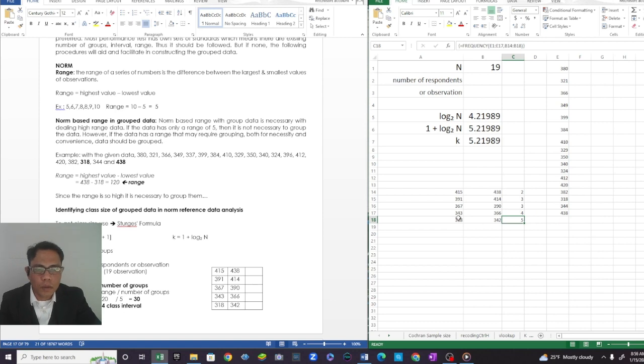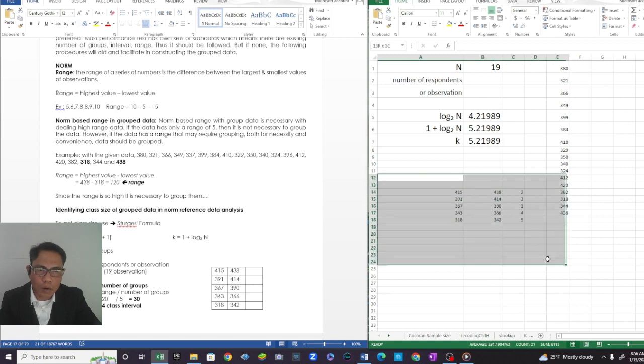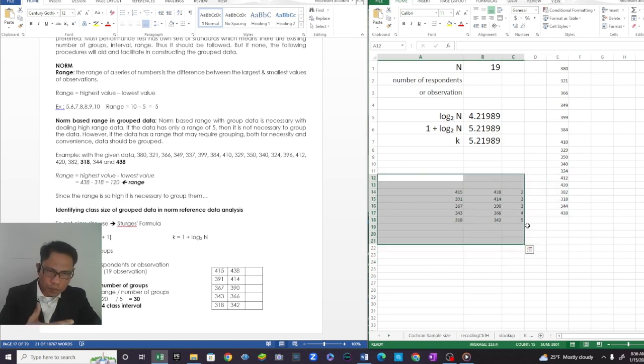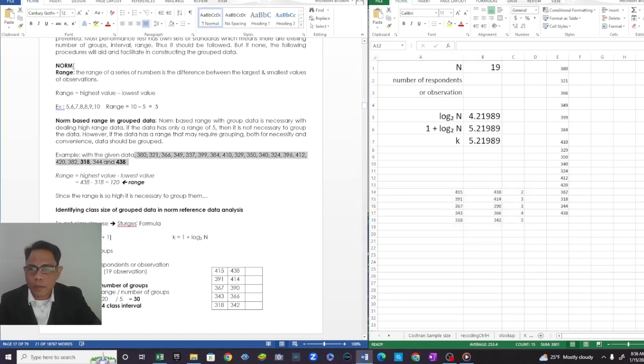We have 4 from 343 to 366. And it is now their data is arranged or grouped in a certain way that is correct according to Sturgeon's formula in terms of group and in terms of intervals. So that's how you set your data. Remember that we are still in norm reference. That means we're considering the highest value, which is 438, and the lowest value of 380.